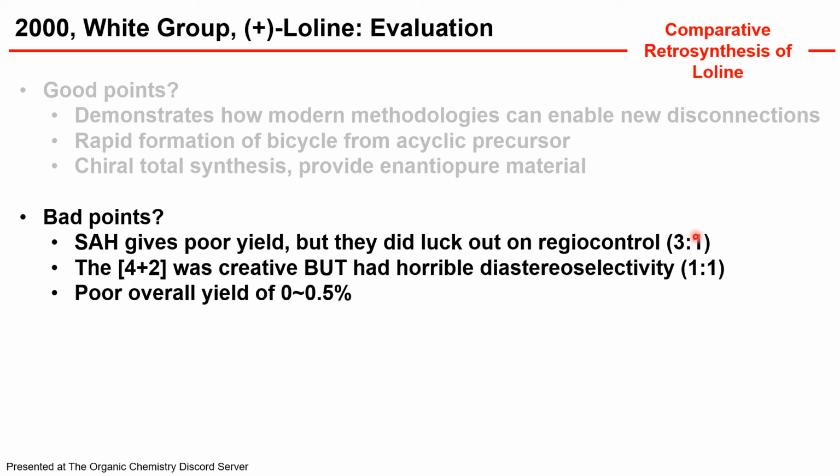But they did luck out. So they got a 3-to-1 ratio of the desired to undesired. So yeah, that was a dice roll in my mind, and that's pretty lucky.